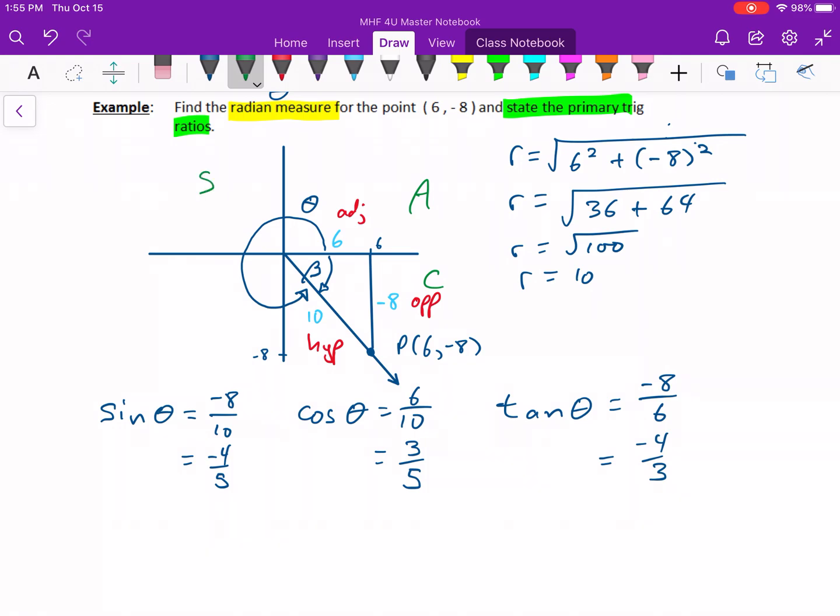Let's check it with the CAST rule. CAST. So in quadrant 4, which is where we are, cosine is positive. Check, that's positive. Other two are negative. Yeah, they're both negative. Looks good.